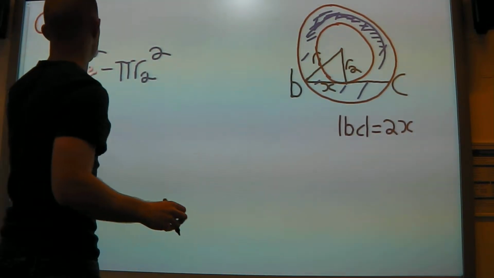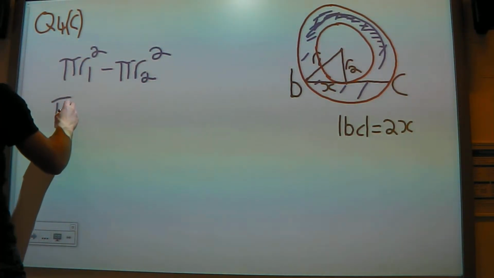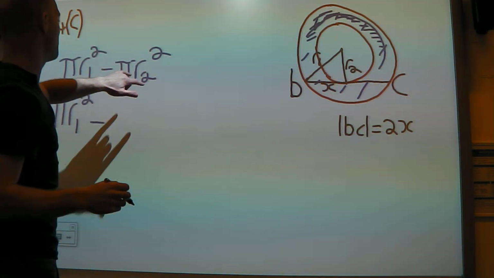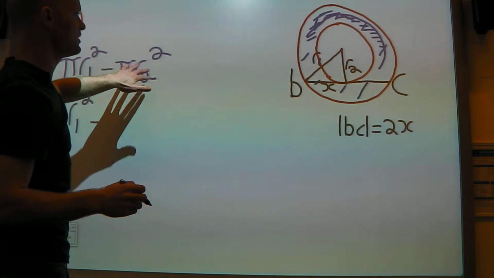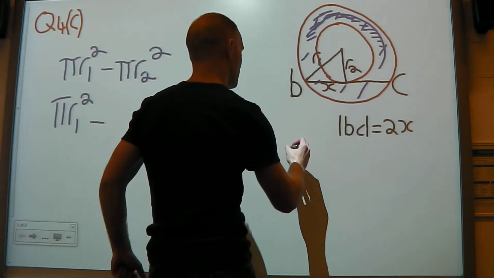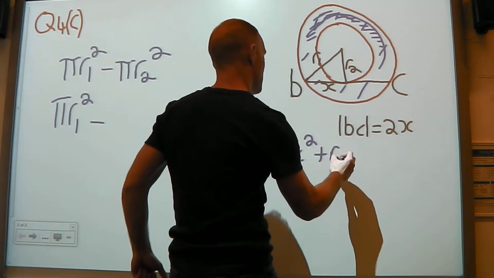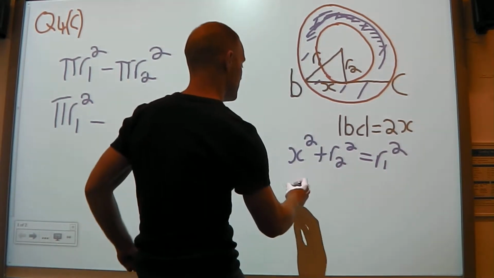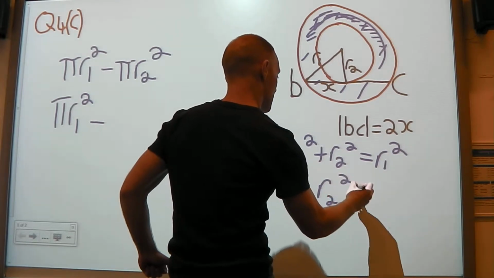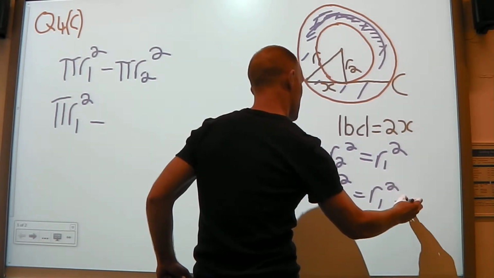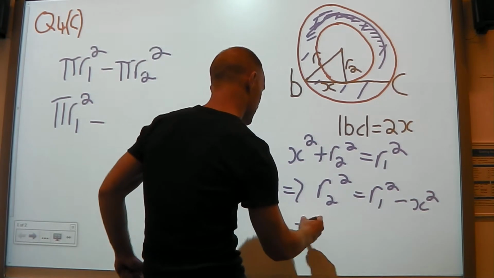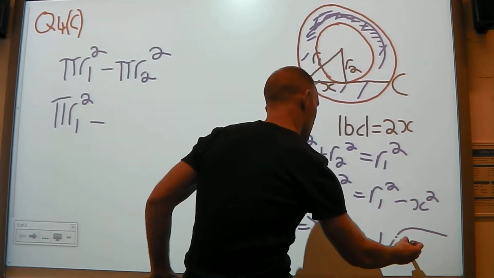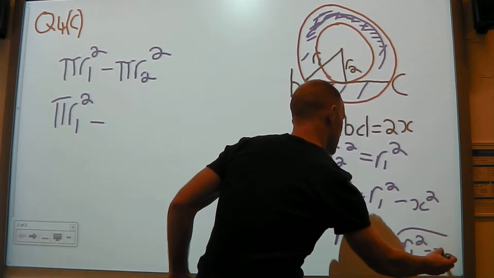So we just work that out. Pi R1 squared, we'll just leave it as it is. Minus. Now we want to get it all in terms of pi R1 squared. So this R2, we need to change this. We know from Pythagoras theorem that x squared plus R2 squared is equal to R1 squared. So that implies that R2 squared is equal to R1 squared minus x squared. That implies that R2 is equal to the square root of R1 squared minus x squared.